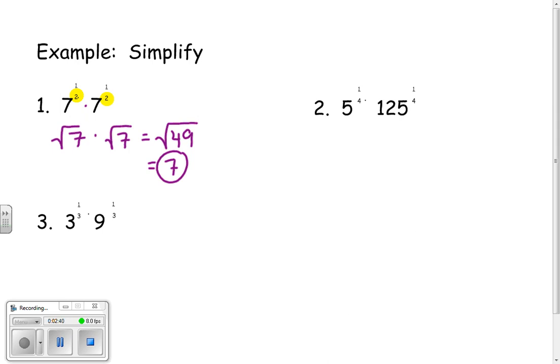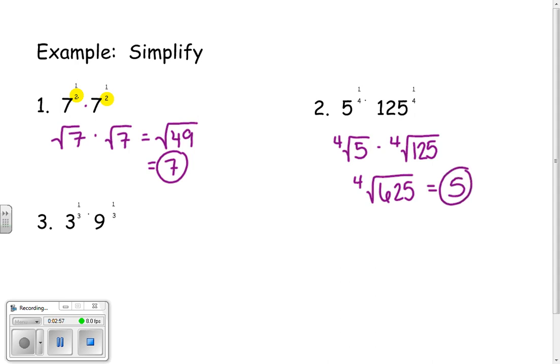In number 2, because they both have a denominator of 4, I'm going to change this to the 4th root of 5 times the 4th root of 125. The 4th root of 5 times the 4th root of 125 is the 4th root of 625, which according to your list is just 5.